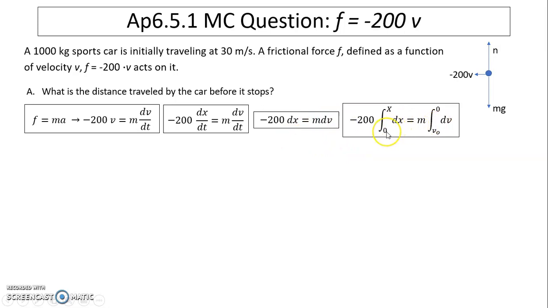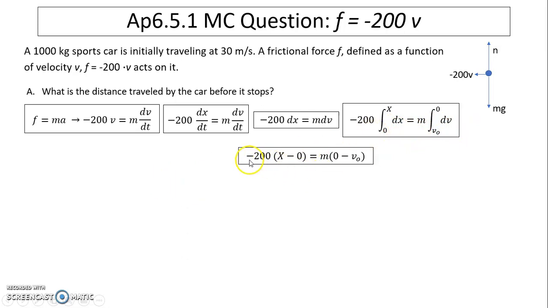X is moving from 0 to a specific distance. That's the distance we're looking for, big X, capital X. V, you started from 30 meters per second, then you come to a stop, 0. So we can do the integration on both sides.